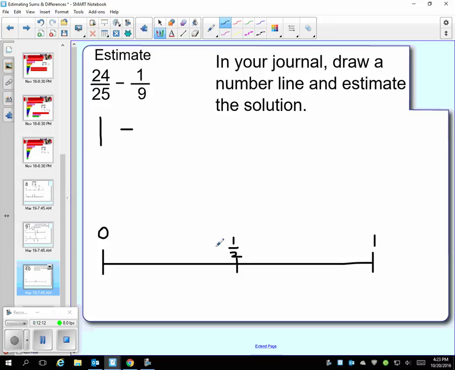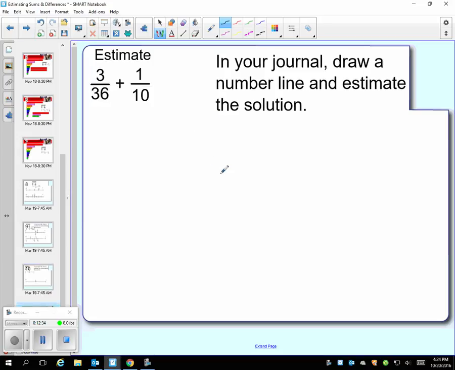1/9. That means this number line is divided into 9 pieces. Is 1/9 closer to 0, to a half, or to a whole? 0. So 24/25 minus 1/9 estimated would be 1 minus 0 is 1. So your answer is going to be close to 1.